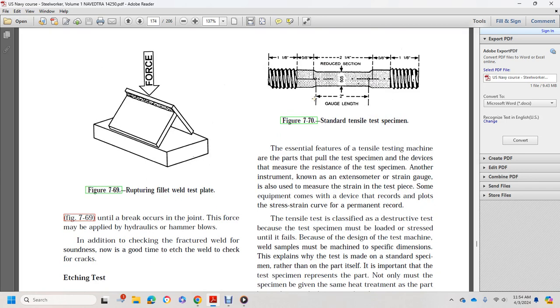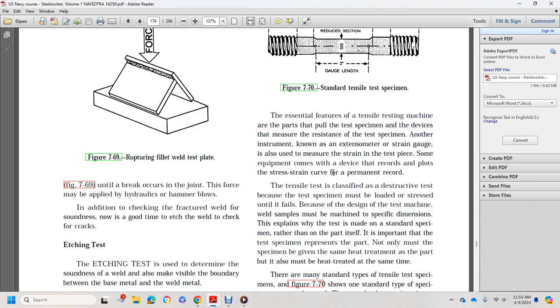Testing essential features of the tensile testing machine as part of the pull test of the specimen. The device measures the resistance of the test specimen, and another instrument known as the extensometer or strain gauge also measures strain in the test piece. Some equipment comes with a device to record and plot the stress-strain curve, providing a permanent record.